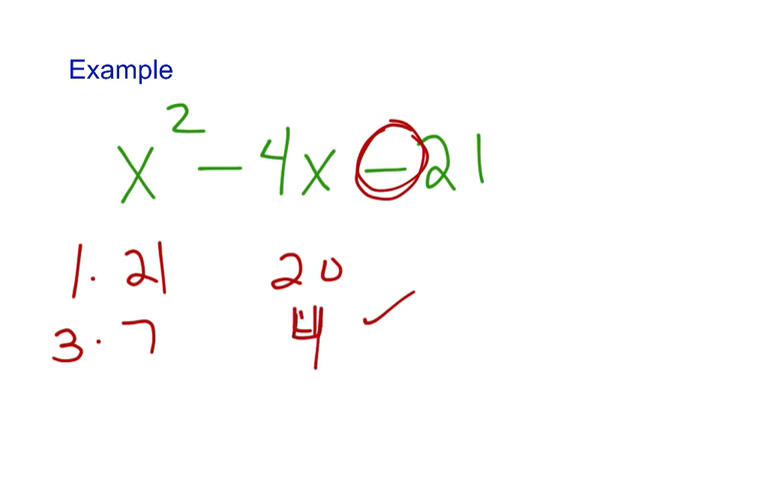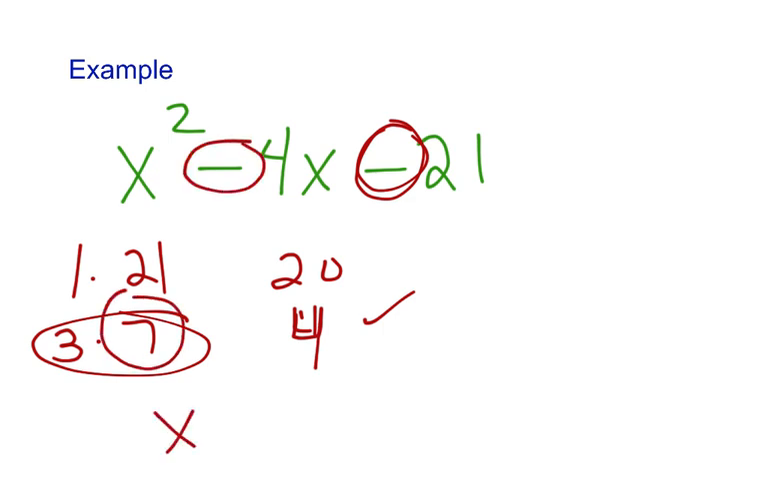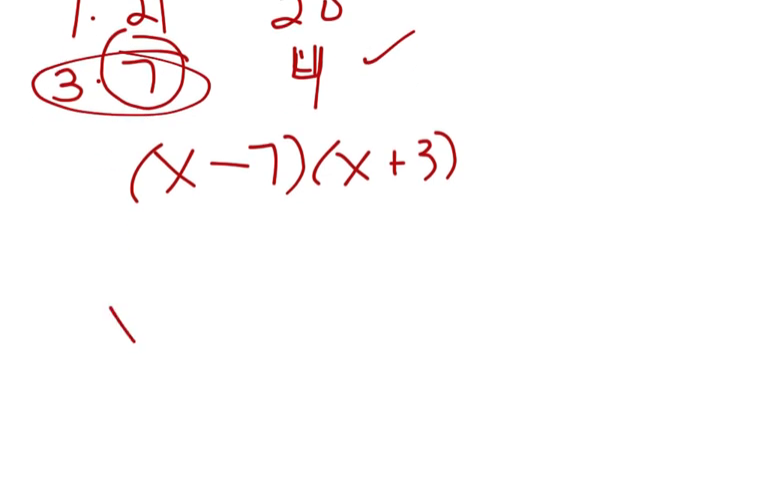Okay, so 4 is the winner, so these are the combinations. The fact that I have a negative in the middle here means the negative is bigger. So it's going to be x minus 7, x plus 3. All right. One more of these with a minus sign here.